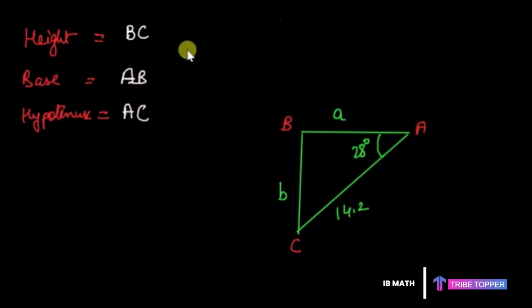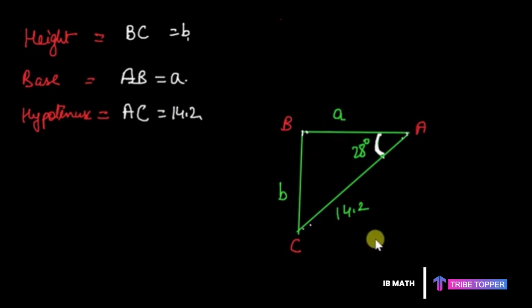How do we know that AB is the base? Because the angle is always the one which is formed between the hypotenuse and the base. So you should not have any confusion about the sides of base and height. Here the angle is 28 degrees, formed between the hypotenuse and the base. So AB is obviously your base. This is A, the height is B, and the hypotenuse is 14.2. Now we have to find A and B.